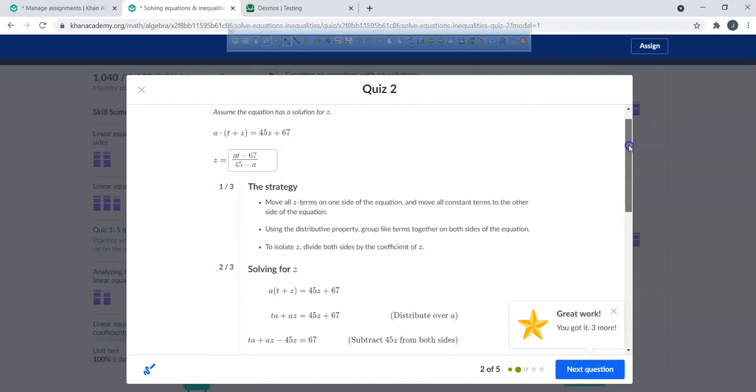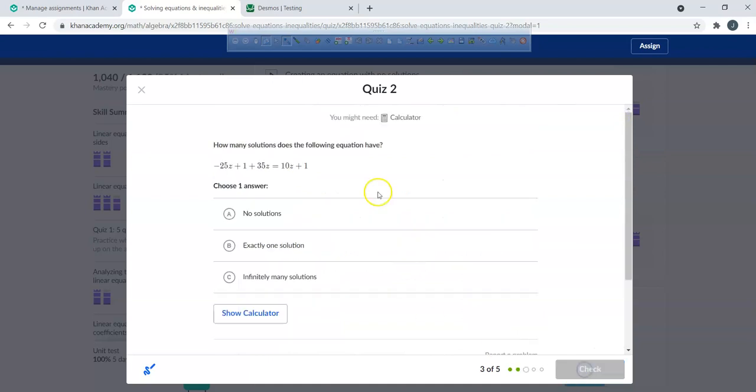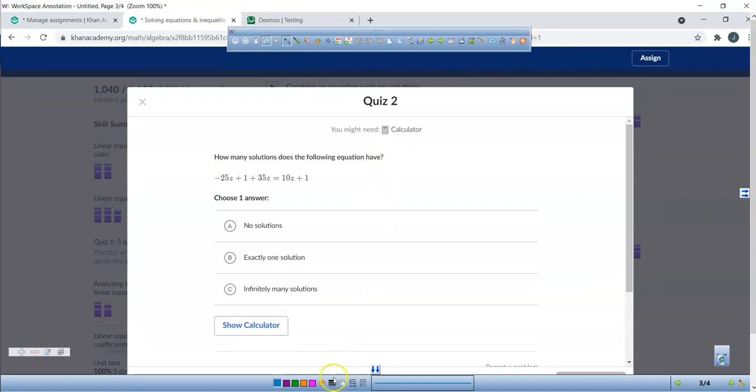Okay. Now here's another easy one. Okay, that one was a difficult one. Solving for a specific variable is a difficult one because you got to follow all the steps that we talked about. This one is not going to be that difficult of a problem. Okay, so all I want you guys to do is write down the equation. It says negative 25z plus 1 plus 35z equals 10z plus 1. So just write that down nice and neat.